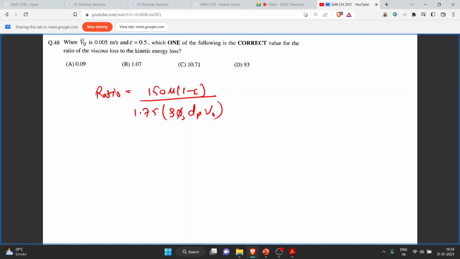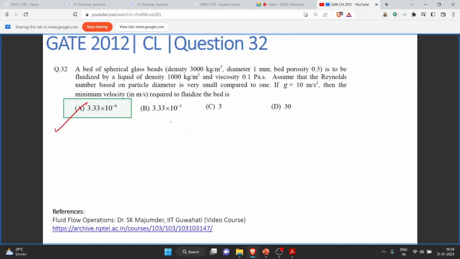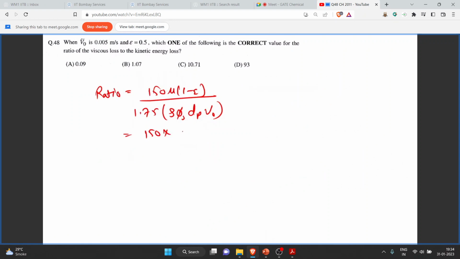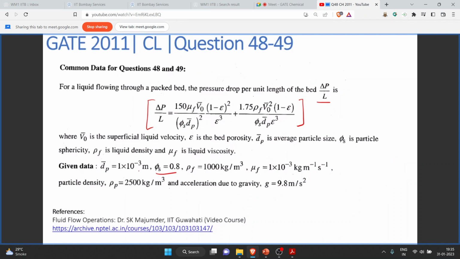Now we can replace all the values given in the question. So 150 into viscosity, mu is given as 10 raised to minus 3. 1 minus epsilon we have been given as 0.5, upon 1.75, rho phi s and dp we need. We need the density of the fluid, so rho f will be 1000, and dp is 10 raised to minus 3. Phi s is 0.8.